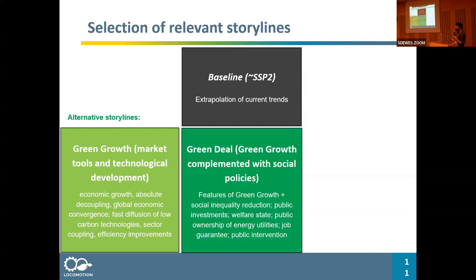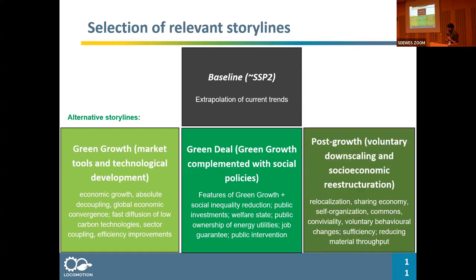Then another narrative which became very important during the duration of the project, because this project started in 2019, if I am not wrong, or 2020. The EU released the Green Deal package. So it became important to see what was the value added of the Green Deal, because our interpretation of the Green Deal as the EU has framed it is as a green growth complemented with some social policies. So in terms of keywords, it will be something like all the keywords I mentioned for green growth, but adding social inequality reduction, public investment, welfare state, job guarantee, public intervention, etc.